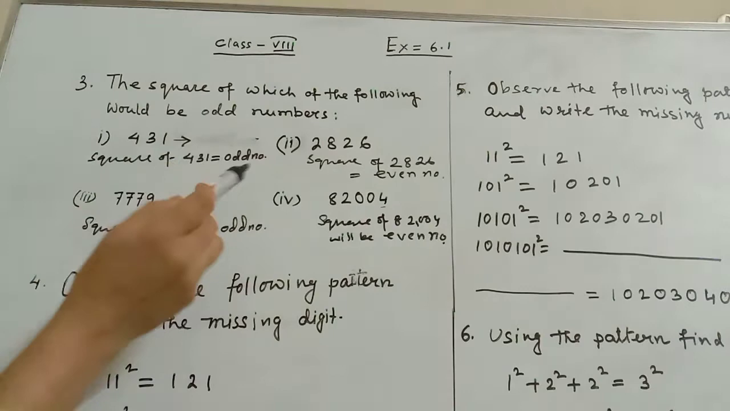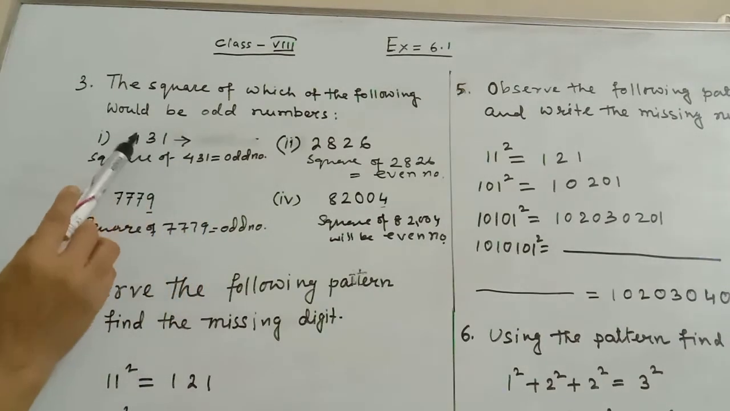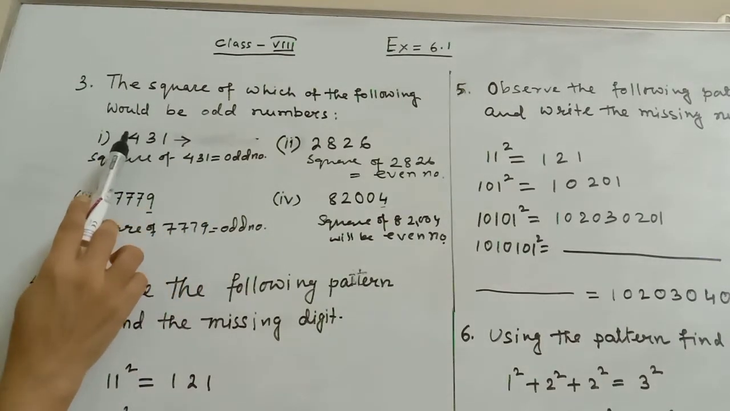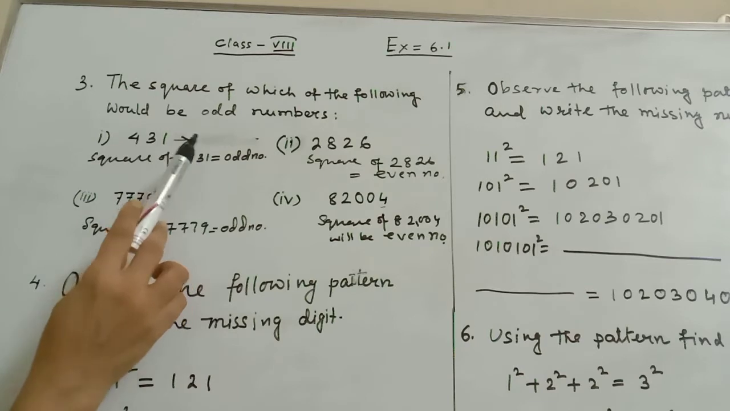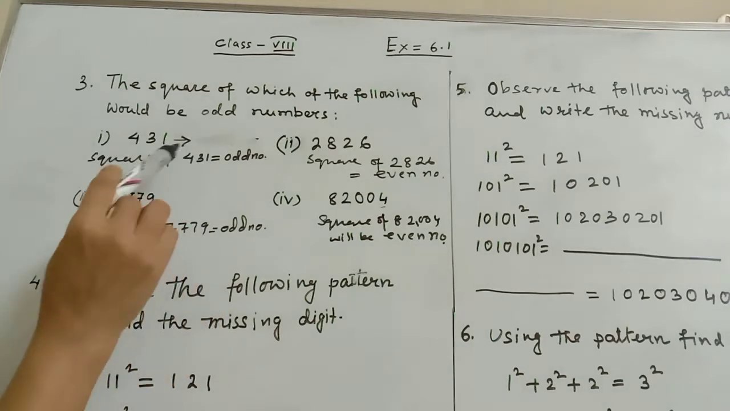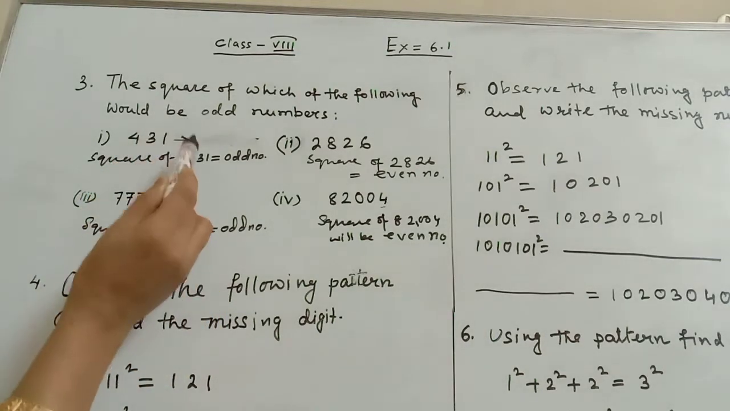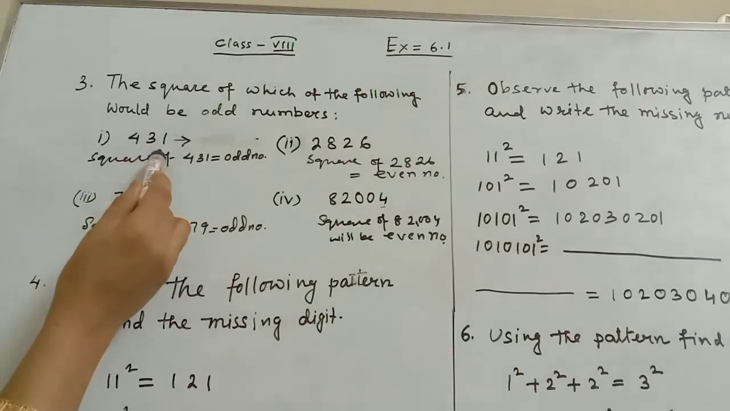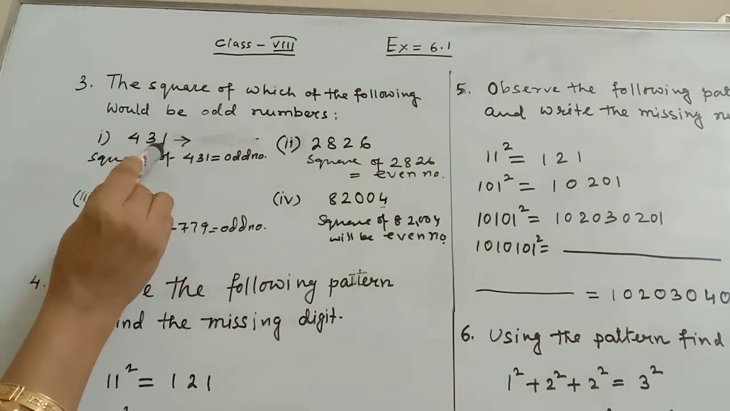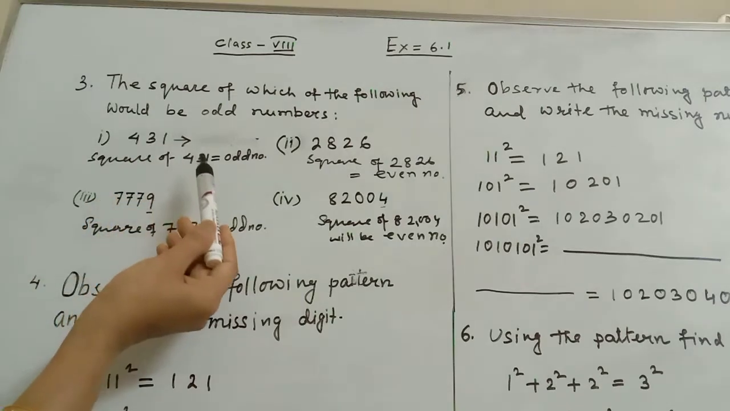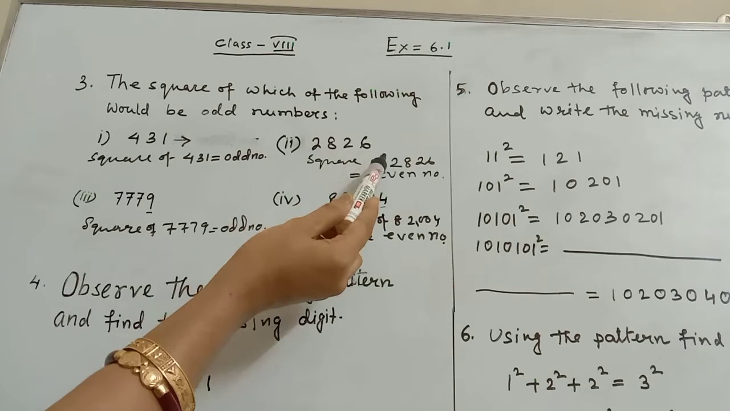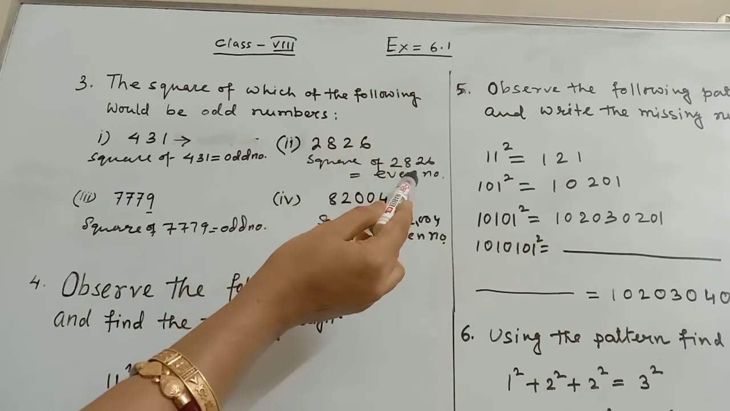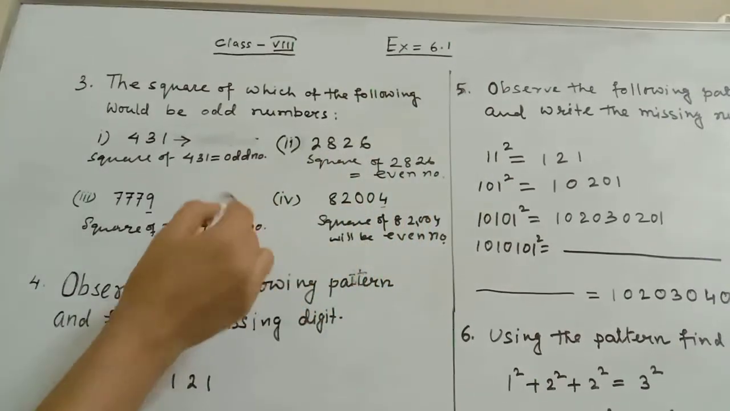These are only the concept basis. There is no need to actually find the squares of these numbers. No need to multiply 431 by 431 and then see whether the unit place is even or odd. It is enough to find 1 into 1. When you multiply 431 by 431, the unit place digit will be 1 into 1, that means an odd number. Here also the unit place digit will be 6 into 6, that is 36, so the unit place digit will be an even number.